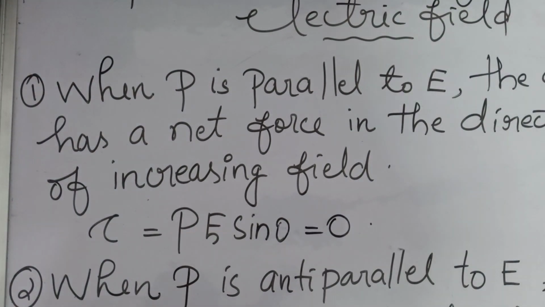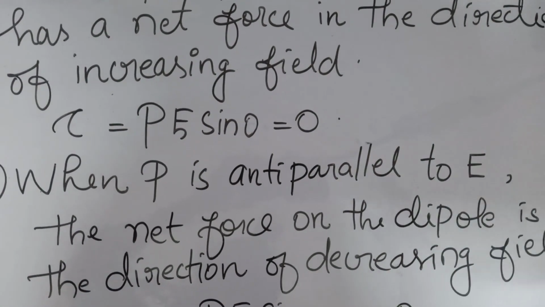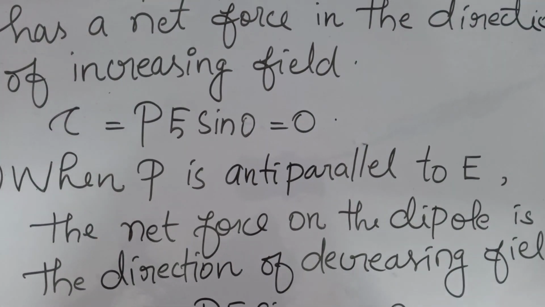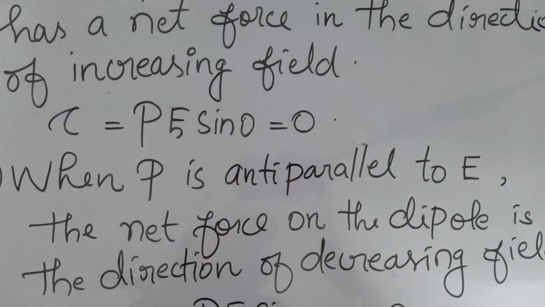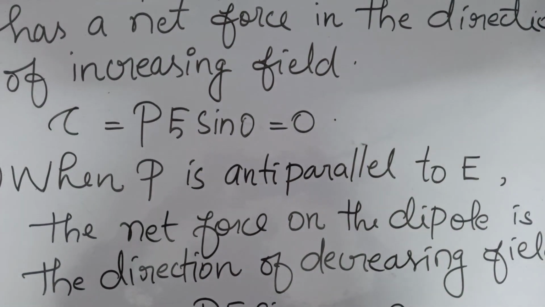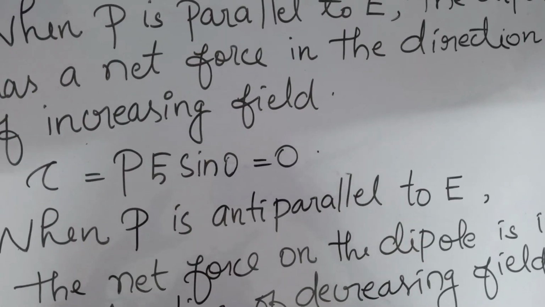And if it is placed anti-parallel to the electric field, that means when P is anti-parallel to E, what happens is that the net force on the dipole will be in the direction of decreasing field, and torque will be equal to PE sin 180, that will be equal to 0. So this point also you just understand. Now, we can move to the next topic.